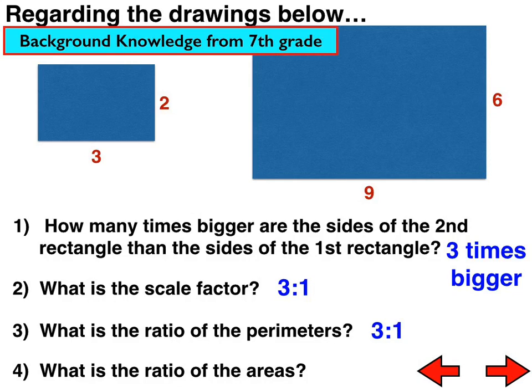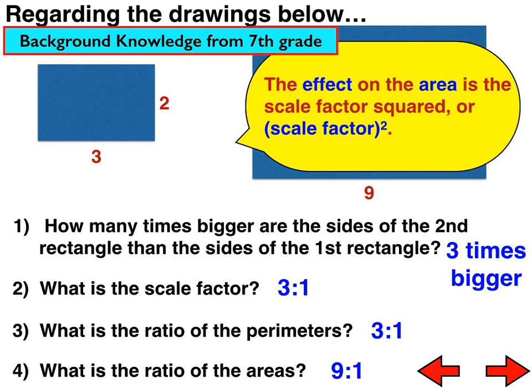So the ratio of the areas: the rectangle on the left has an area of 6, the one on the right 54. The ratio of the areas of those two would be 9 to 1. And as it turns out, and one thing you should have talked about last year, the effect on the area is the scale factor squared. So since the scale factor was 3 to 1, the effect on the areas is that squared, or 9 to 1.